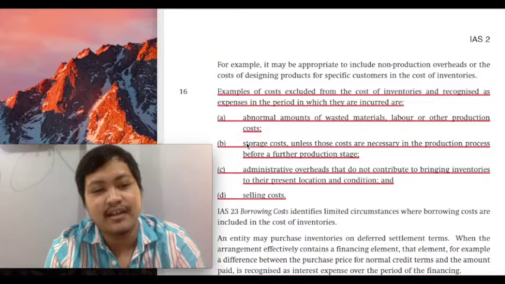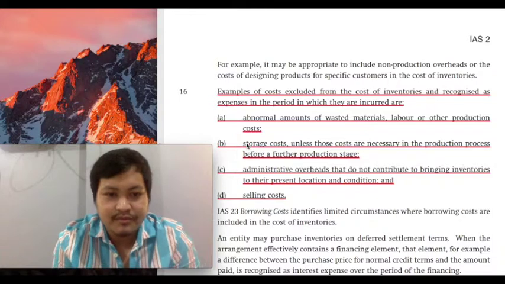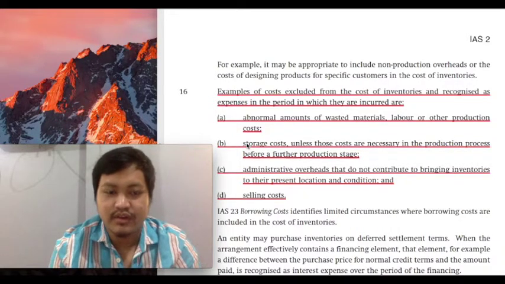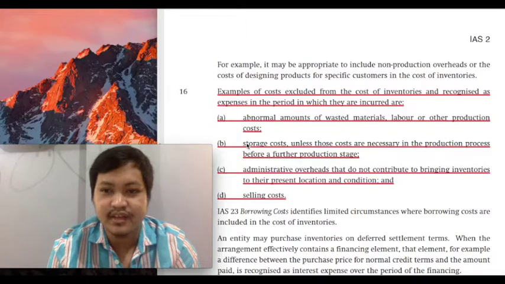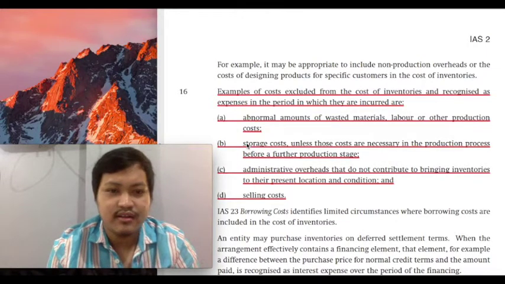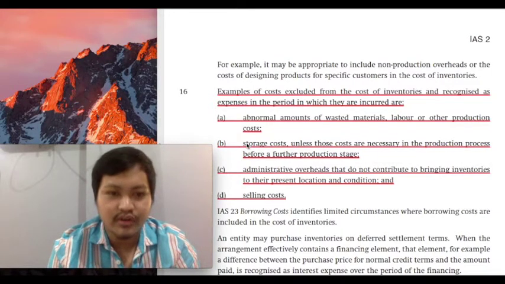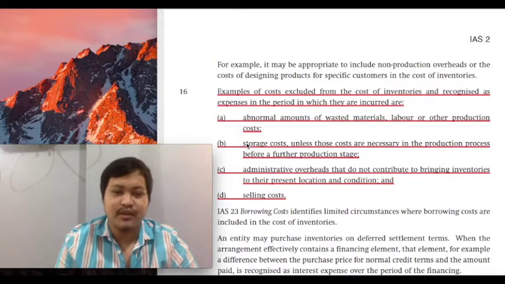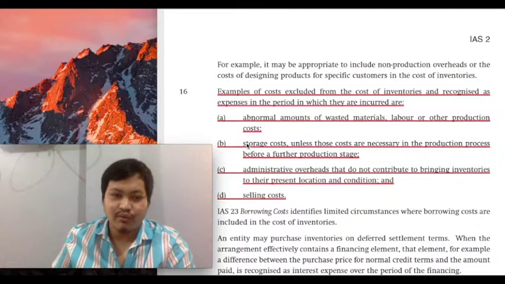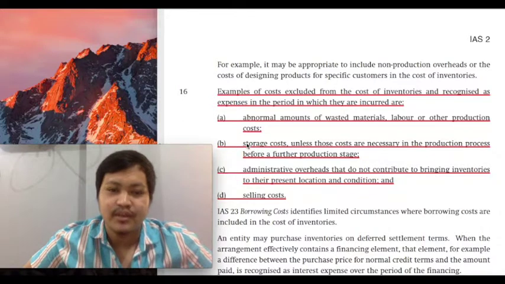But if you will be asked, class, is it possible for storage cost to be considered inventoriable, to be considered a part of the cost of an inventory? The answer is yes, if the cost is necessary in the production process. This is very common for pastries and other baking products, class, wherein they will have to be stored at a certain condition as part of the production process. Then such storage cost would be considered necessary and therefore inventoriable.